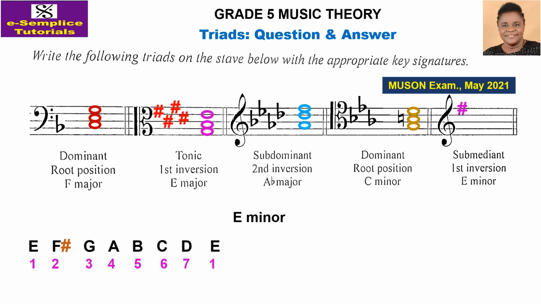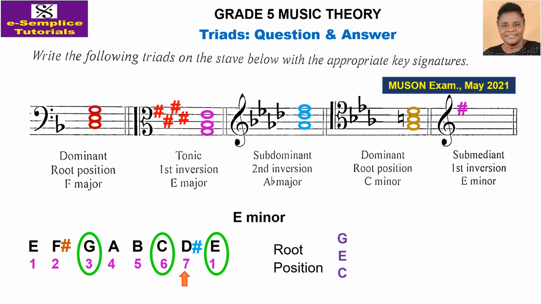Because it is a minor key, the 7th degree has to be raised, and if you raise that, we'll have D sharp. Now we are looking for the submediant, meaning the 6th degree, the 1st degree, and the 3rd degree. If you have that stack, that gives you the root position of the submediant triad, and we are going to have C, E, and G.